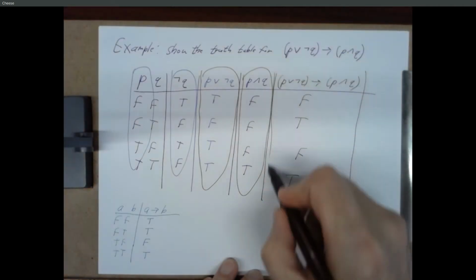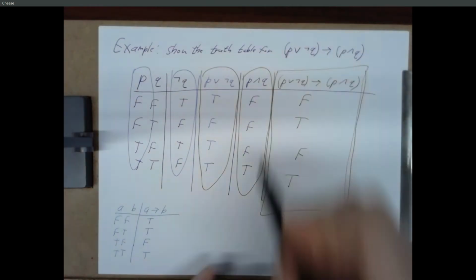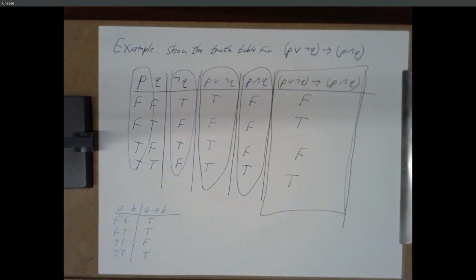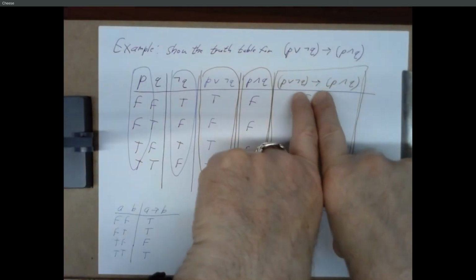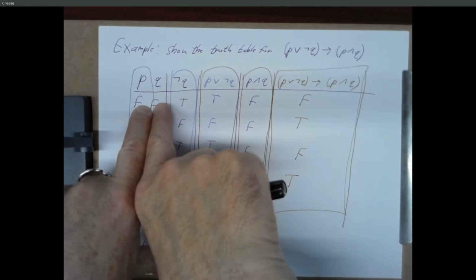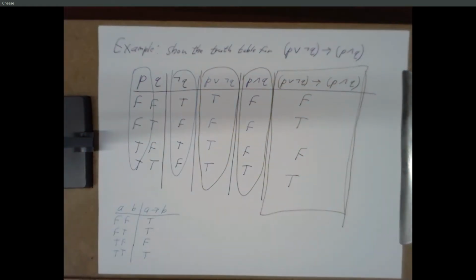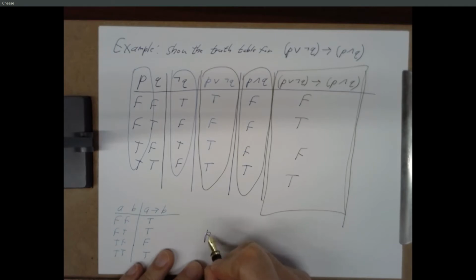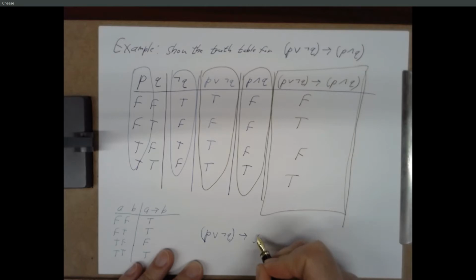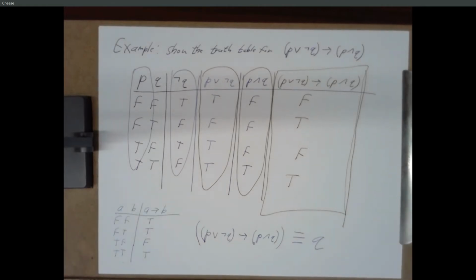Does this truth table look familiar? A little bit? What's it look like? It looks exactly like Q. Regardless of the values of P and Q, this expression always has the same value as the value of Q. So by writing this truth table, we've actually proven a theorem. We've shown that this expression is logically equivalent to Q.